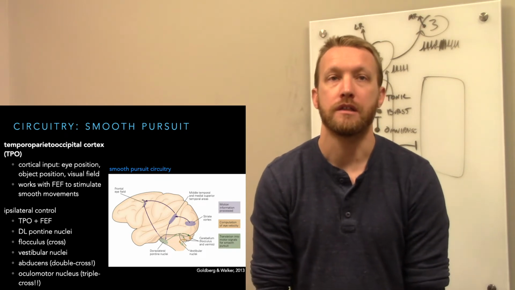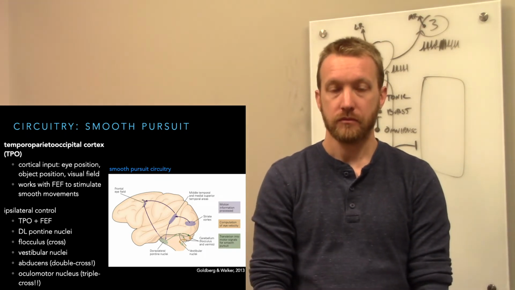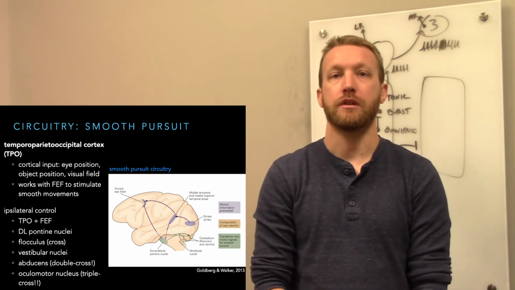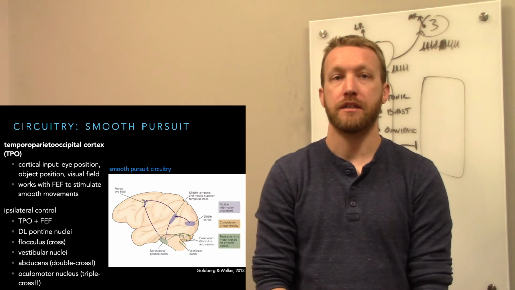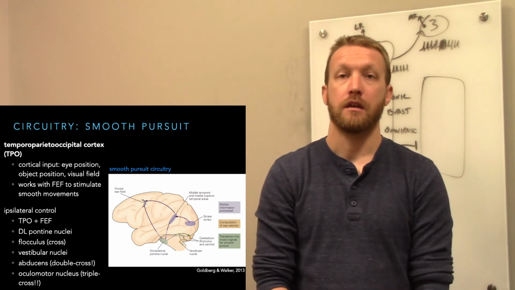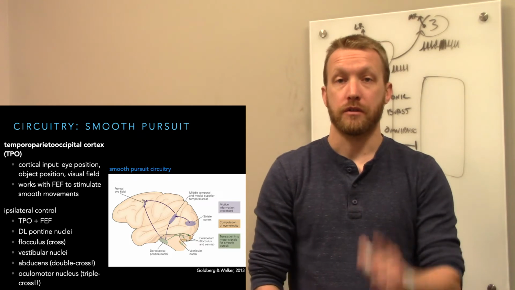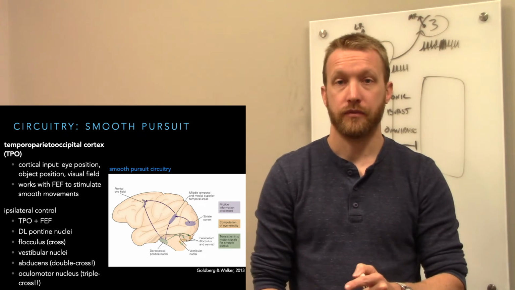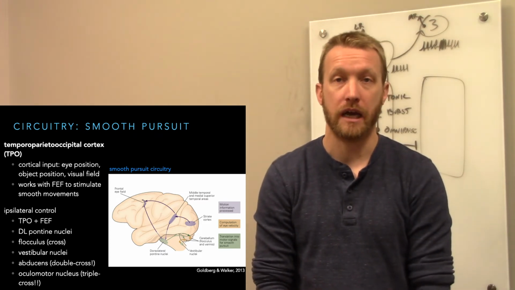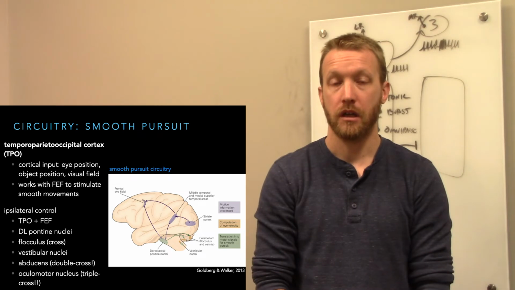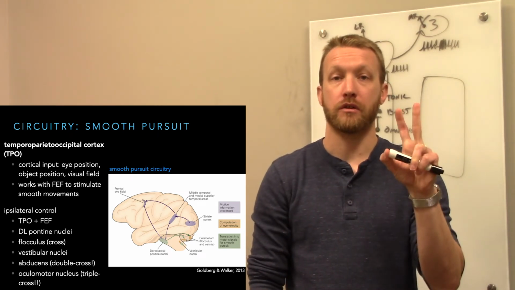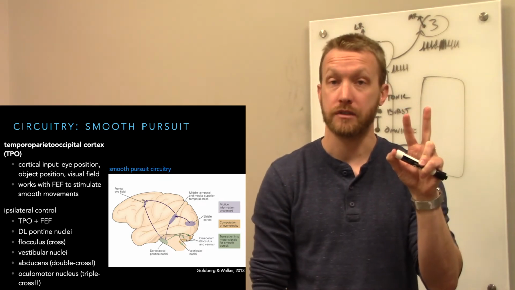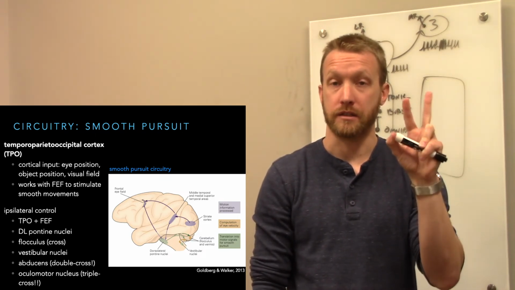So we start off in the temporoparietal occipital cortex. From here, rather than projecting to the superior colliculus, we project to the dorsolateral pontine nuclei. From there we cross over, here's our first cross, going into the cerebellum. We go to the flocculus. That of course communicates with the vestibular nuclei as its deep cerebellar nucleus. The vestibular nuclei cross over again to hit the contralateral abducens, so the same-sided abducens, in other words. Right, this is a double cross.